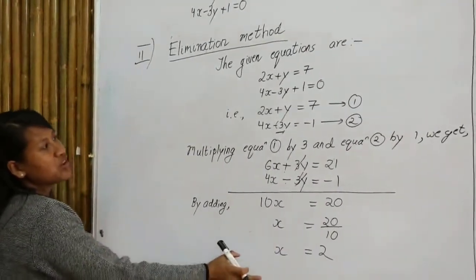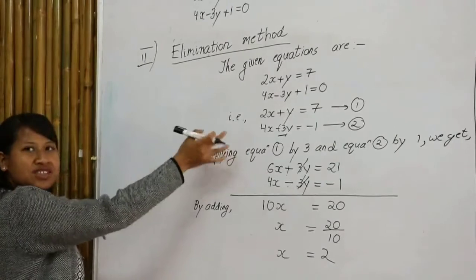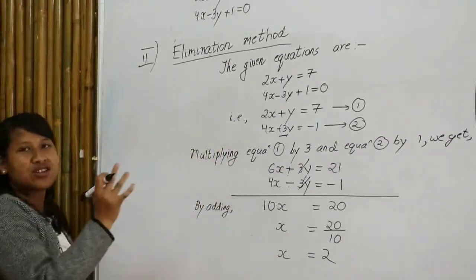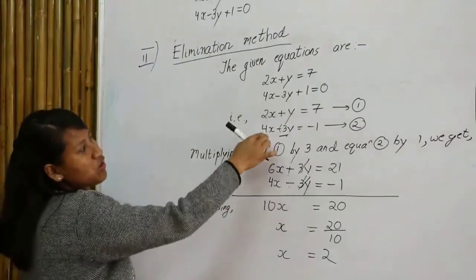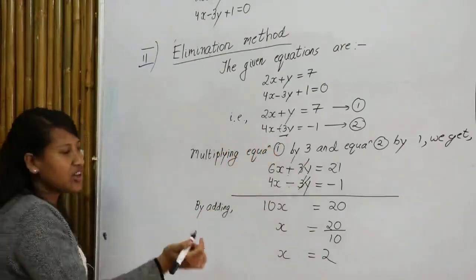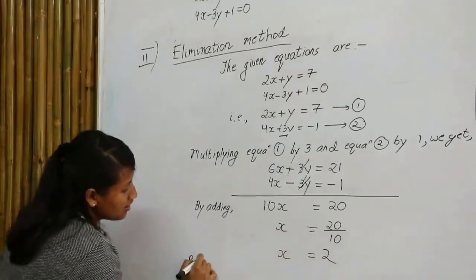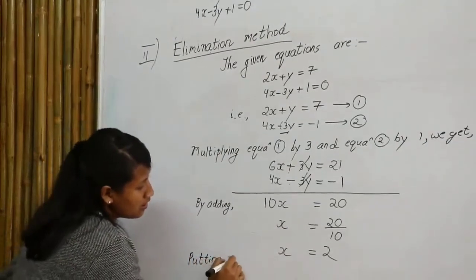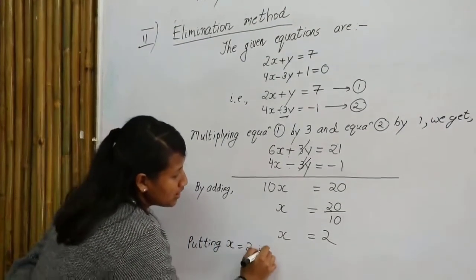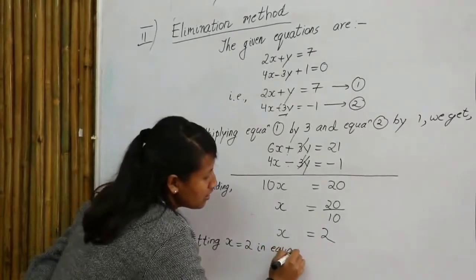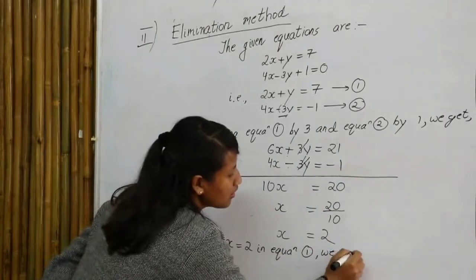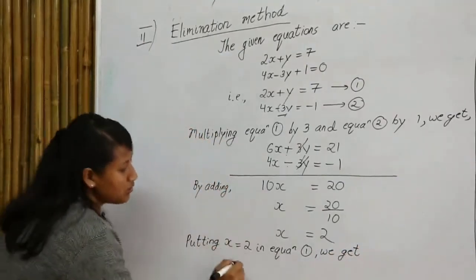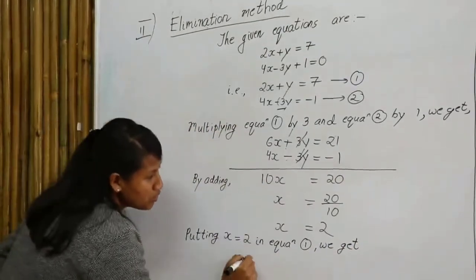After that, you put it in any one of these equations. You will get the answer for y. If you put it here, you get, say, 3, and if you put it in this one here also, you get 3. Okay, so putting x equal to 2 in equation 1, we get, so in place of x you put now 2.